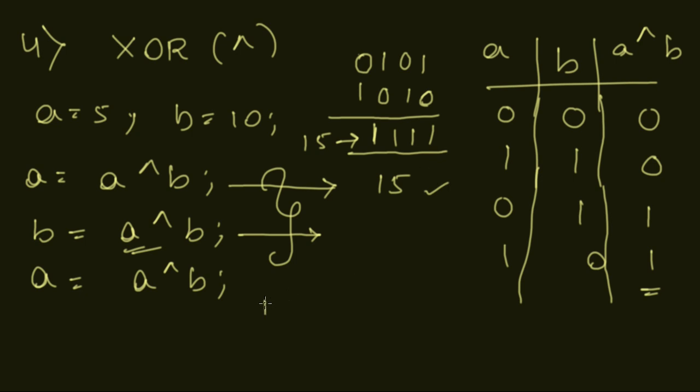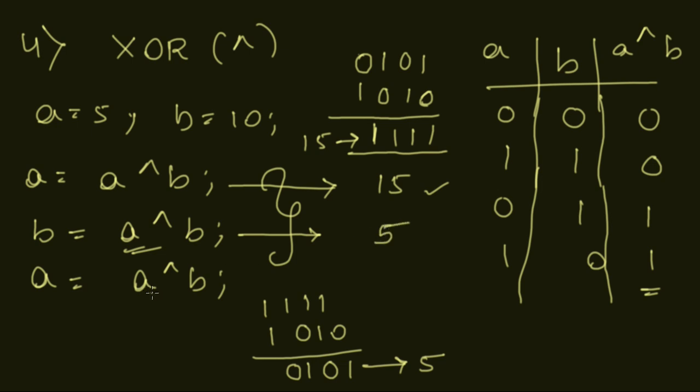Let us do XOR. 15 XOR value of B, which is 10. 1, 0, 1, 0. What will be the outcome of this? 1, 0. Different values, so 1. Same values, 0. Different values, 1. Same values, it's 0. So the value of this binary format is nothing but 5. So the B value will be 5 here.